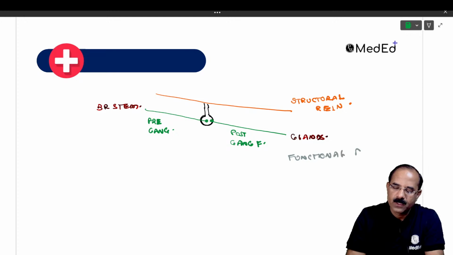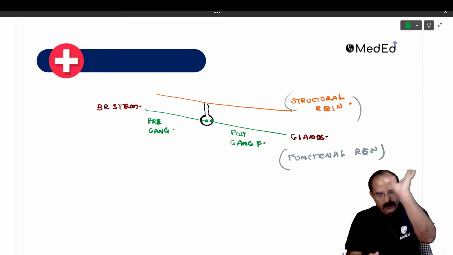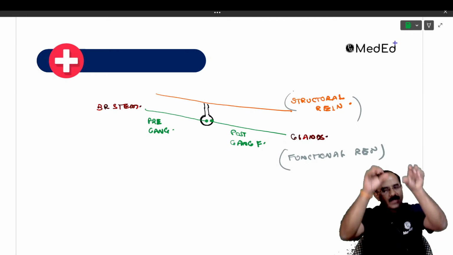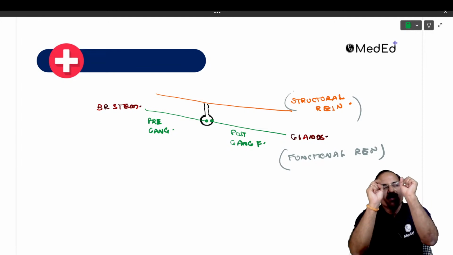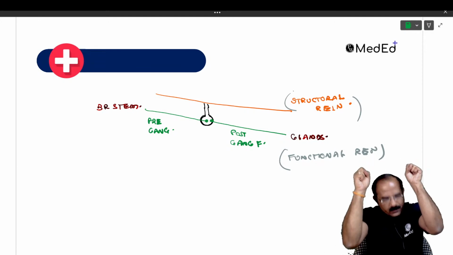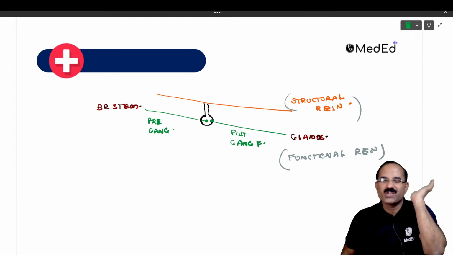Functional relation. Understood? It's a little difficult. It will take some time. Wait, listen. Ganglion is related to two nerves. One, it is hanging from a nerve. What relation will that be? Structural.